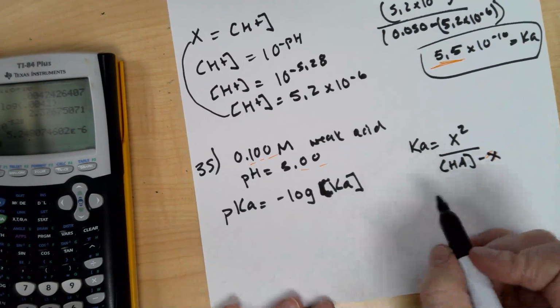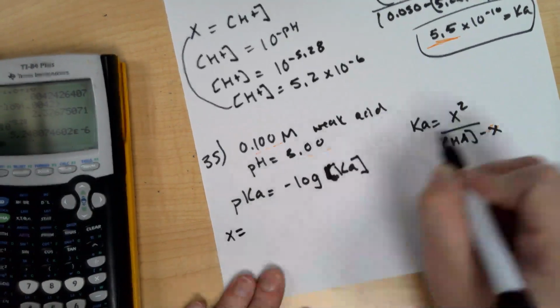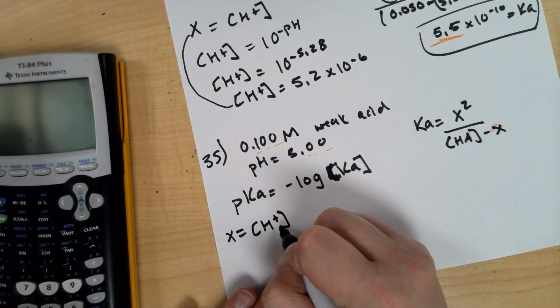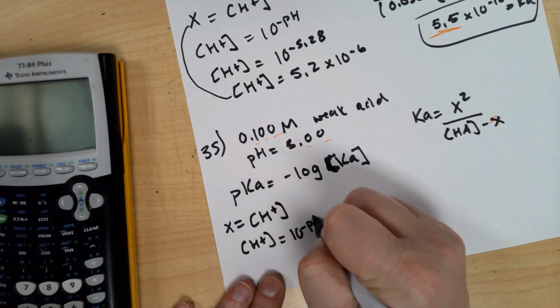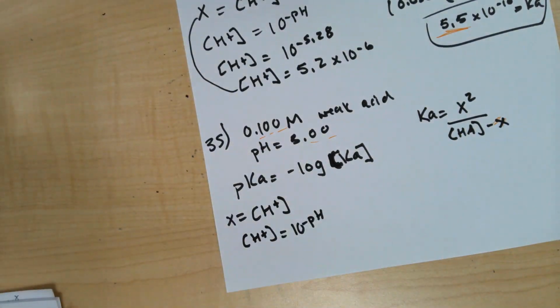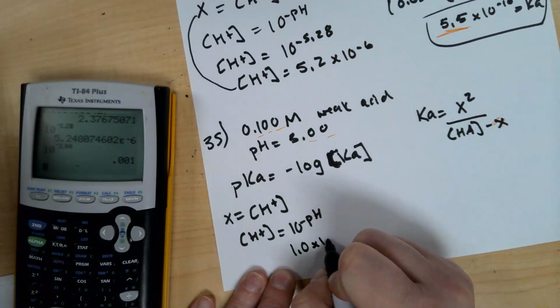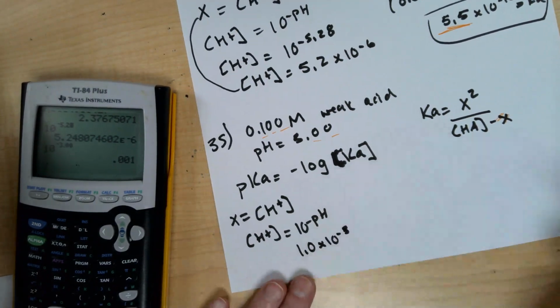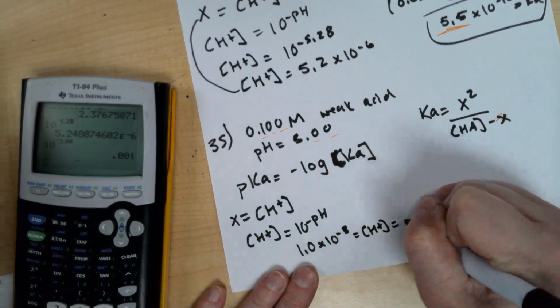So let's actually work this. We need to know what we have to get for X, which we know will always be our H plus concentration. And we can get the H plus concentration by doing 10 to the minus pH. It gave us the pH of 3, so that's going to be 1.0 times 10 to the negative third. 0.001 is the same thing. It's 1.0 times 10 to the negative third for our H plus concentration, which is our X.